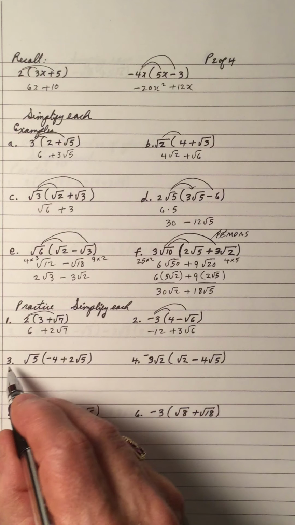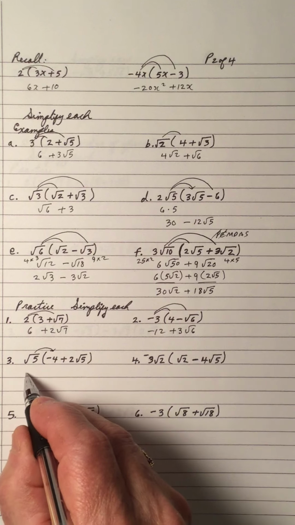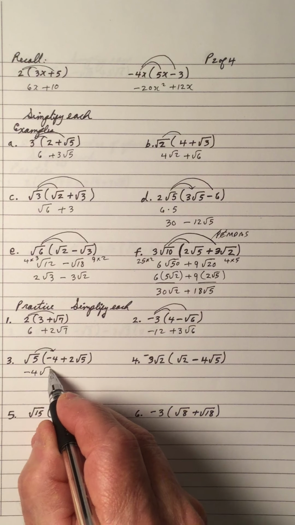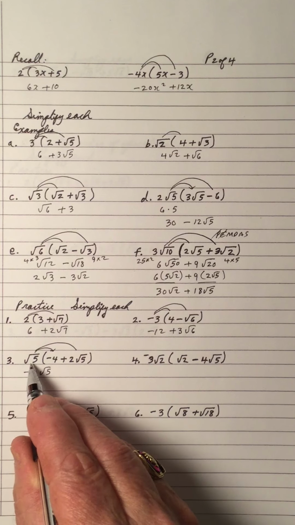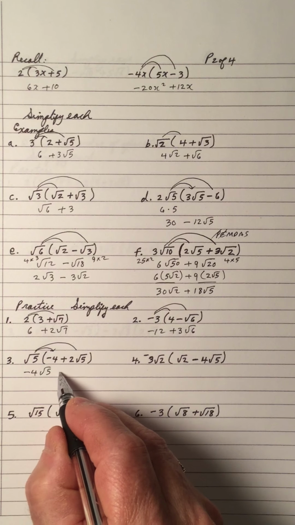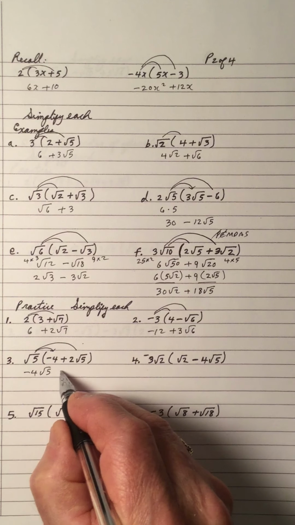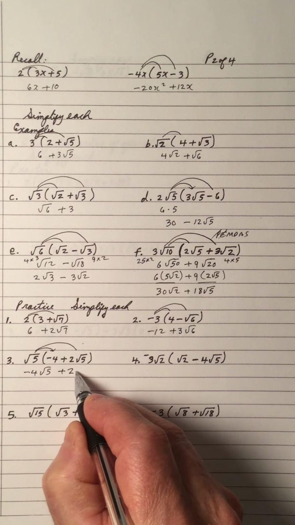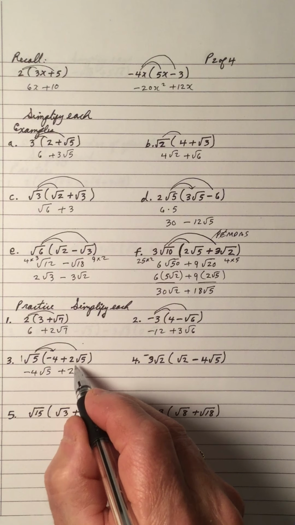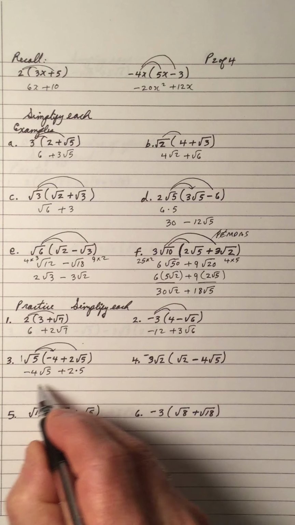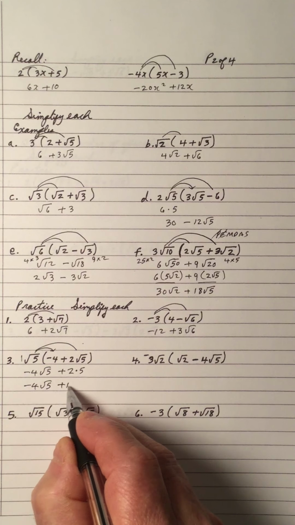Number 3, root 5 times negative 4. That's a negative 4 root 5. Now we're going to multiply 2 root 5 by 2 root 5. So that gives me 2. You could say it gives me 2, because that's a 1, 1 times 2 is 2. Root 5 times root 5 is 5. So altogether, when you simplify, you get a 10.